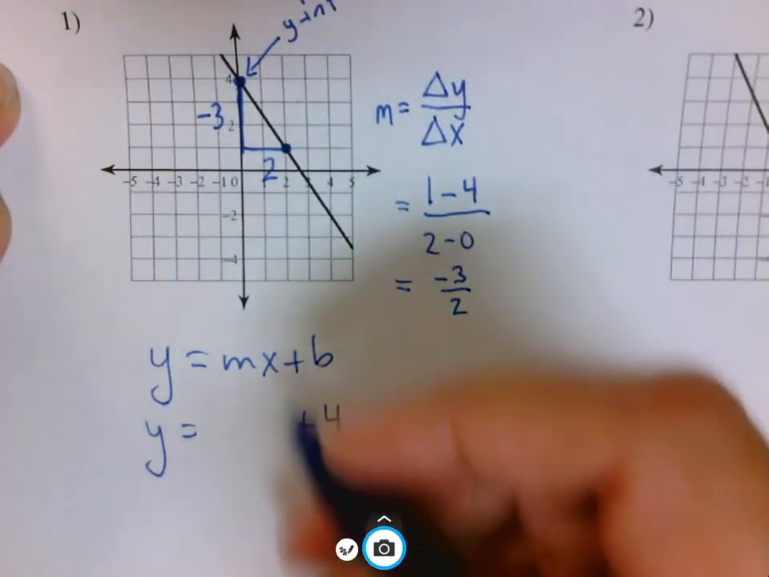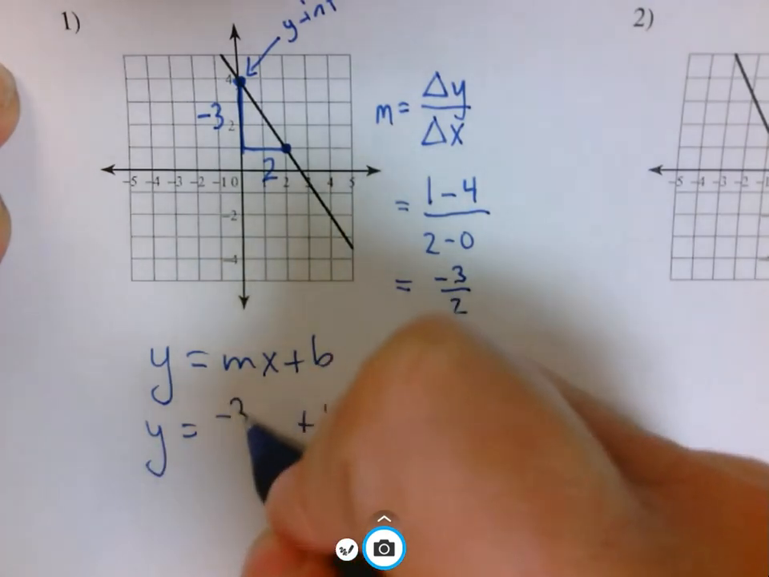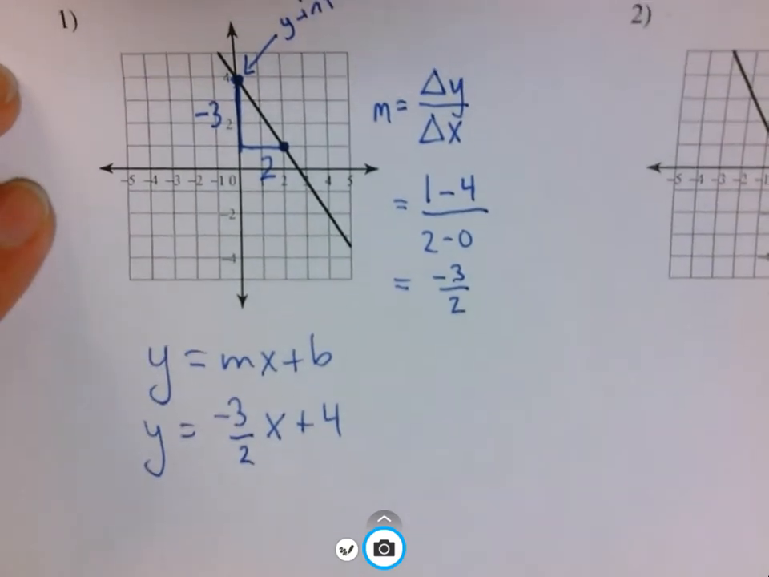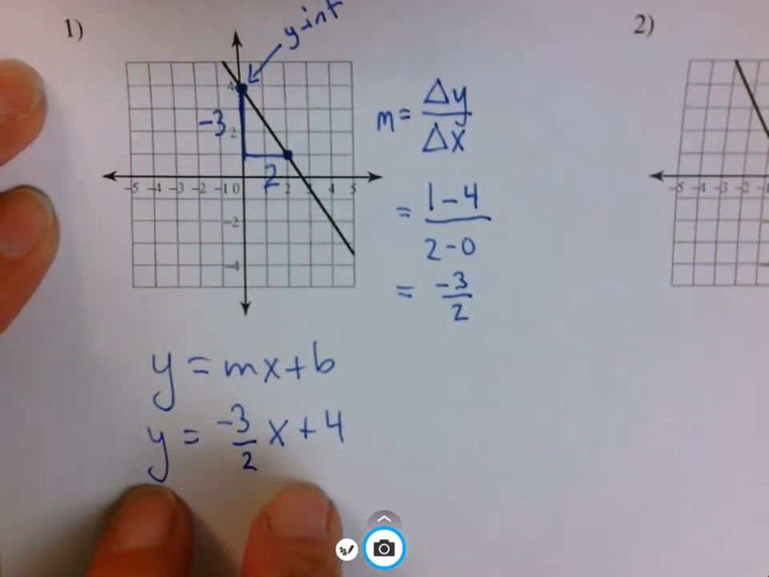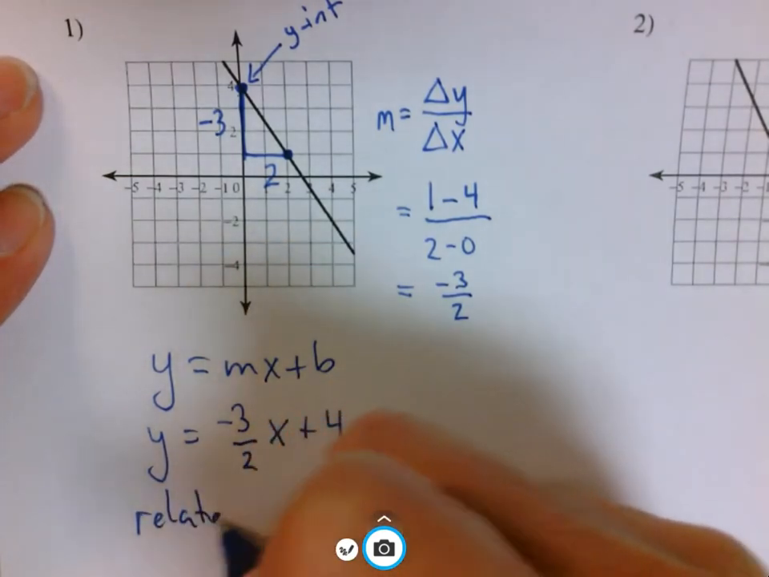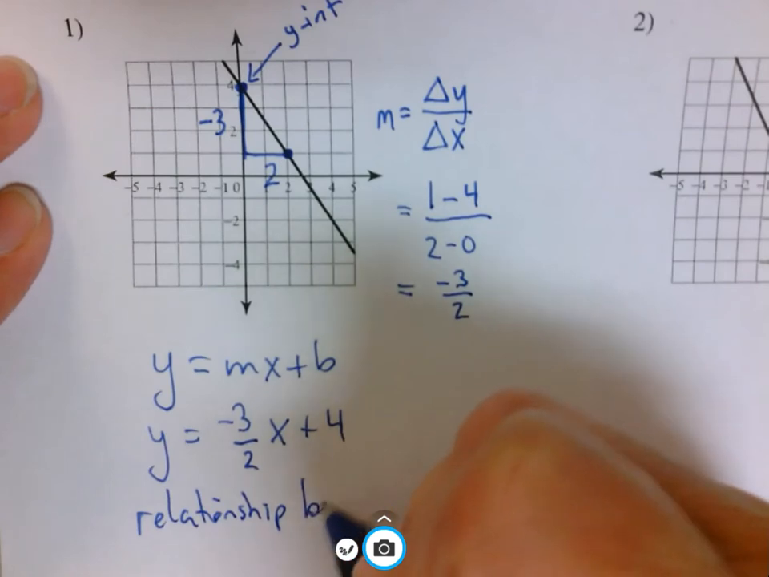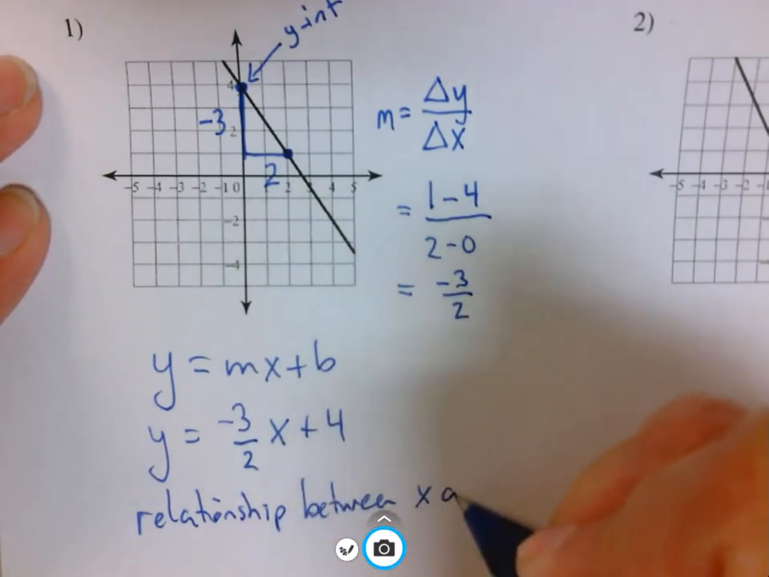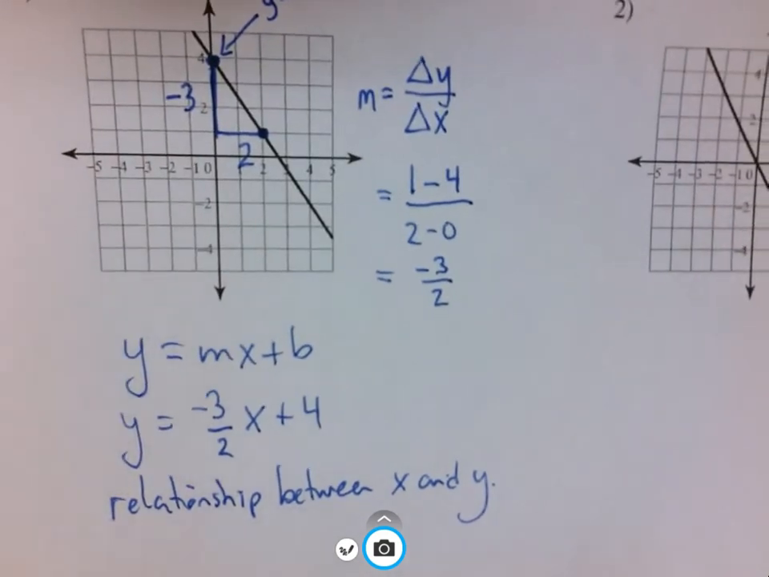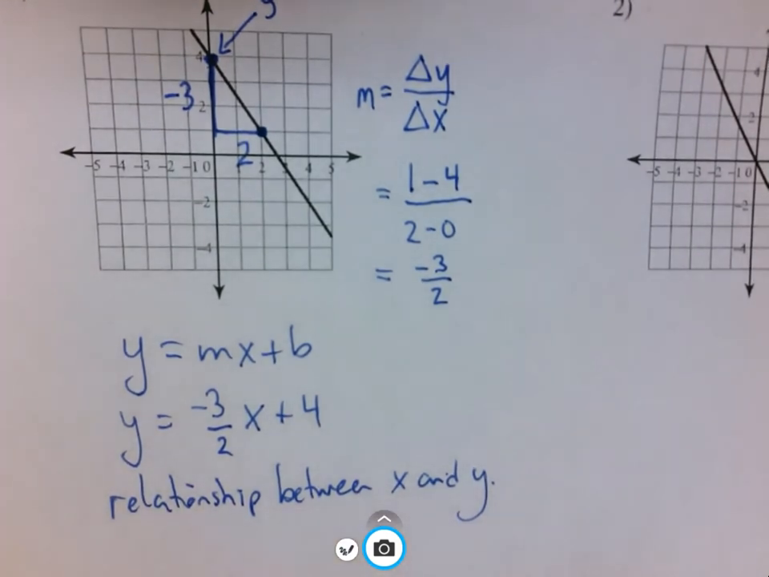So now when I go into my formula, y equals negative 3 over 2 x plus b, and that's the equation. Notice the equation still has x and y, okay? Because what the equation is, it's a relationship between x and y. Just like with the painter, there was a relationship between the number of hours worked and the cost. So if you knew the number of hours worked, you could calculate the cost. And if you knew the cost, you could calculate how many hours that would be.